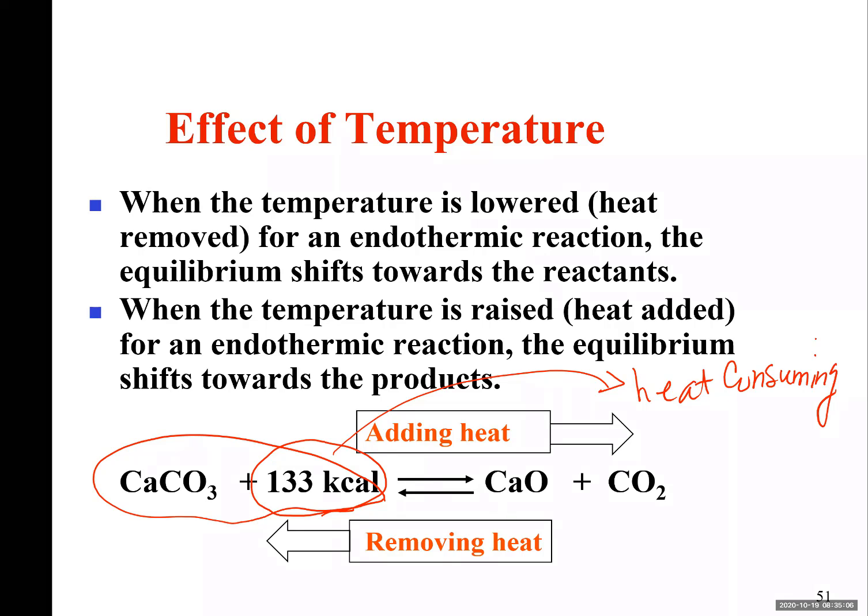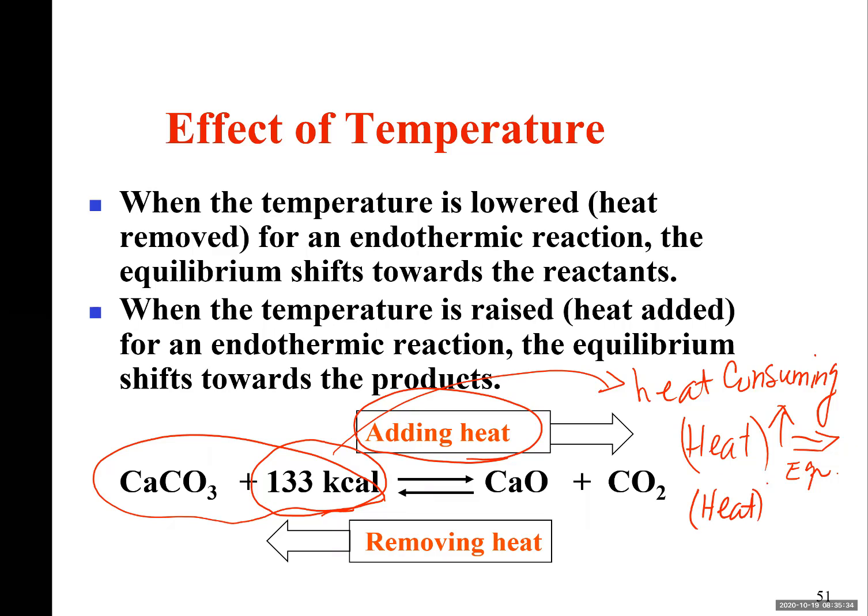So can I call this reaction a heat-consuming reaction? So what happens if I add heat to an equilibrium reaction of this type? So I'm adding heat. Equilibrium is going to shift to a direction to do the opposite. That means consuming heat. That means decreasing the heat.